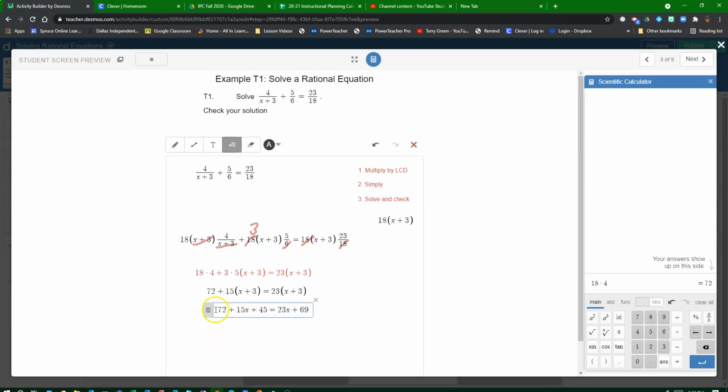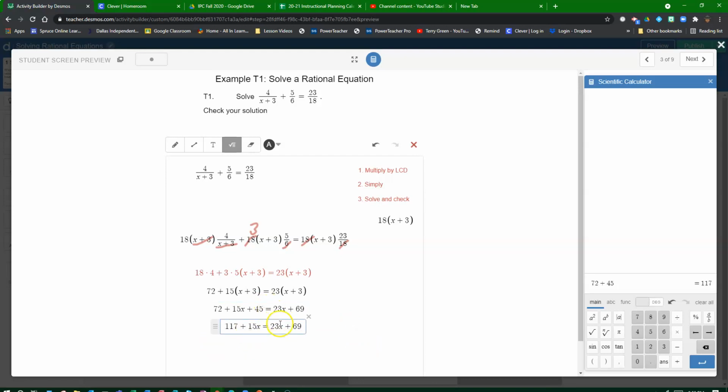All right, let's combine our like terms. We've got a 72 and a 45. I'm going to do 72 plus 45. That's 117. So 117 plus 15x equals 23x plus 69. Okay, we've got an equation with variables on both sides.